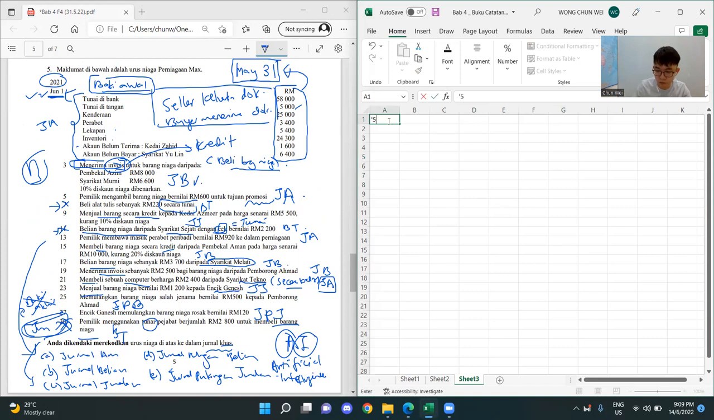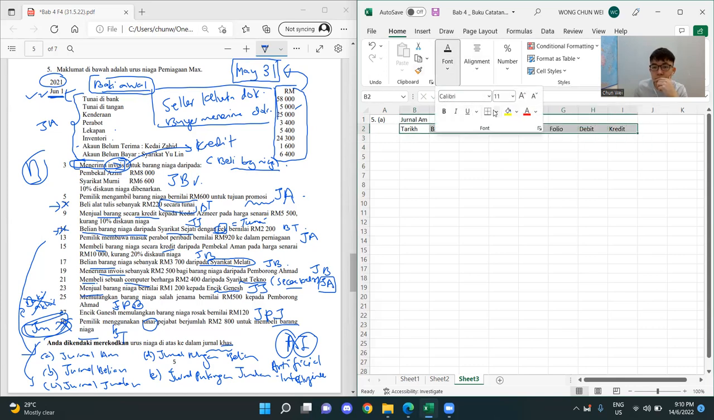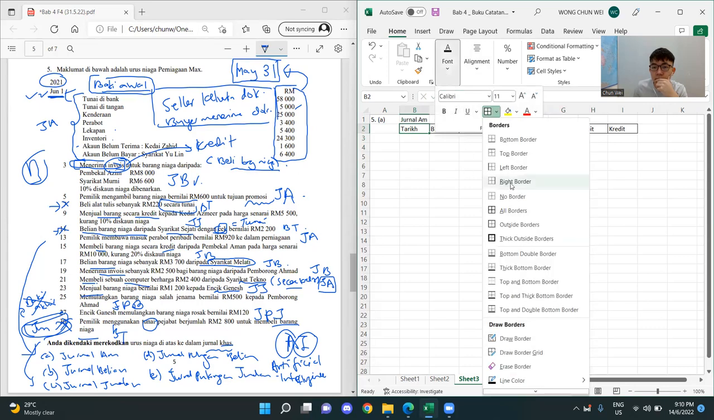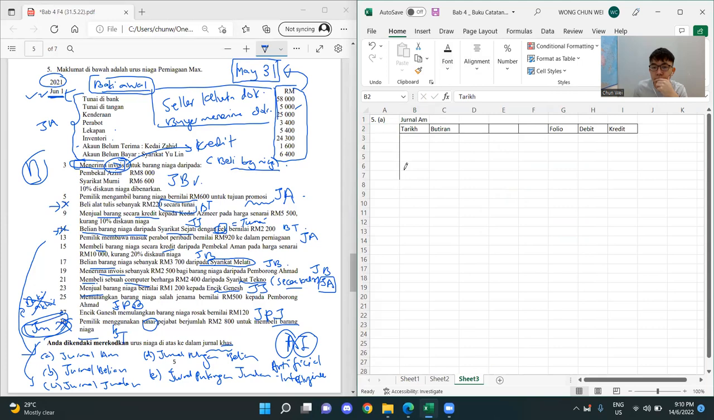Okay, so this is question 5. So make sure you remember the format well. All right, so let's go from 5A. A is given. So this is a journal am. So journal am format ada tarikh, ada butiran. Lepas tu, 1, 2, 3, 4. Then the debit, credit. And here is the folio. All right. And then you agak-agak draw the line. Okay, we are here.